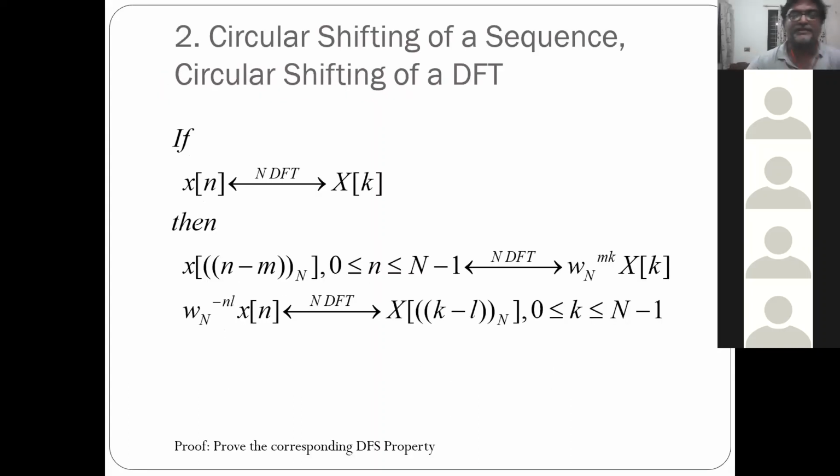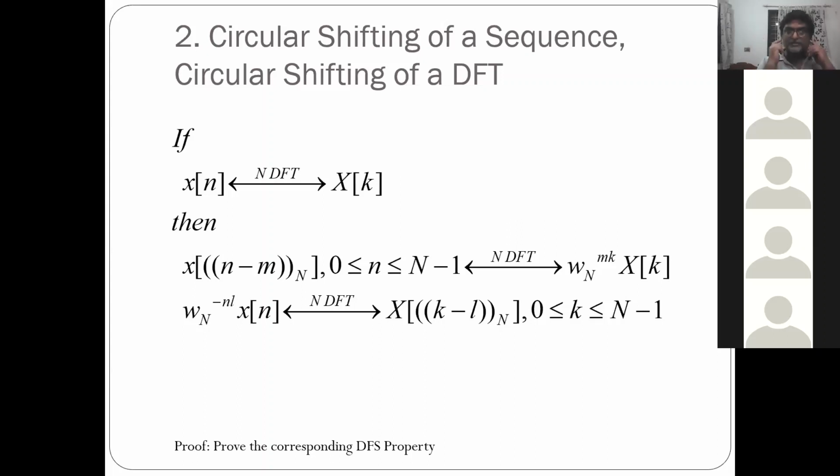So now we look at the second property. This is very peculiar to the DFT, the discrete Fourier transform. Now you are looking at the circular shifting of a sequence, and we will also look at the corollary, which is the circular shifting of a DFT. We will see what will happen if we circularly shift. So we have a new word here, circularly shift a sequence.